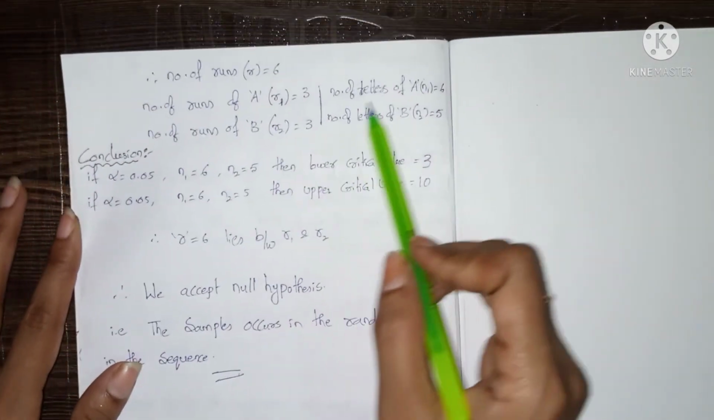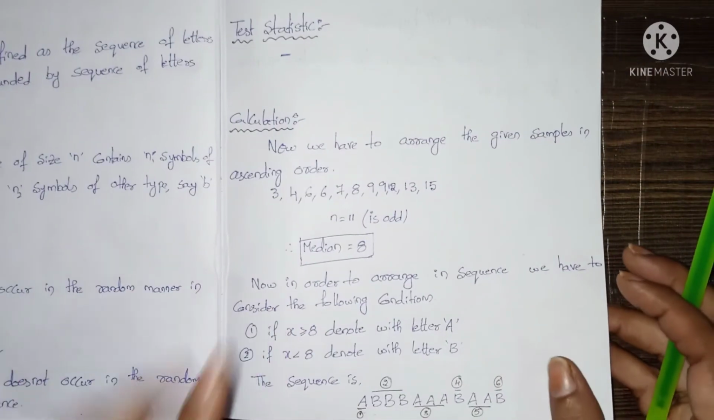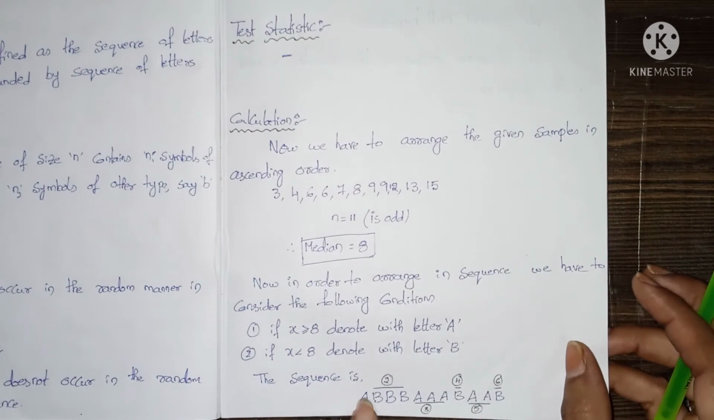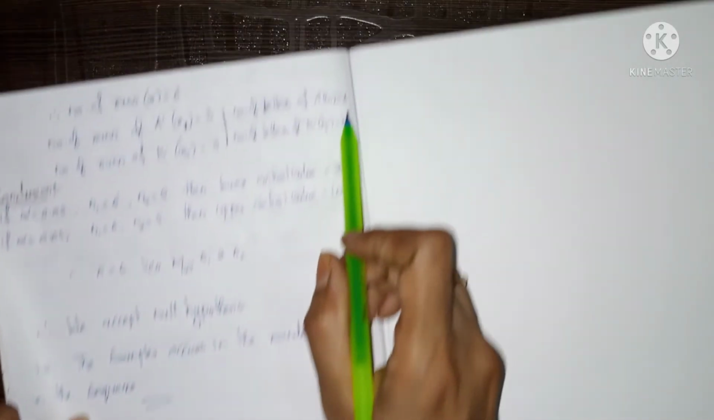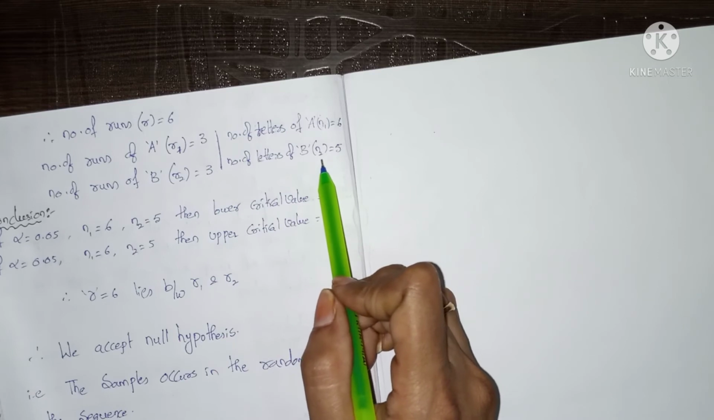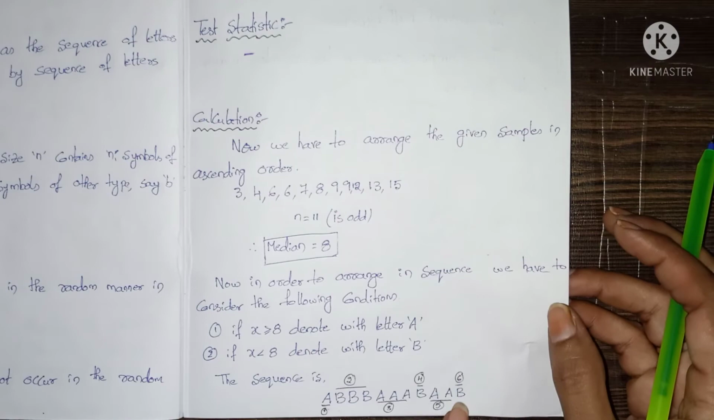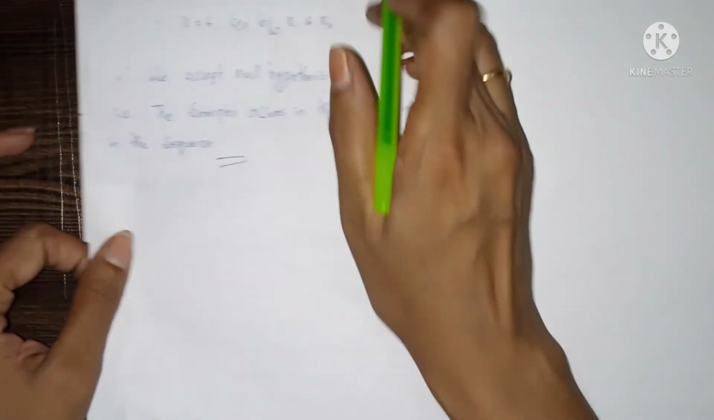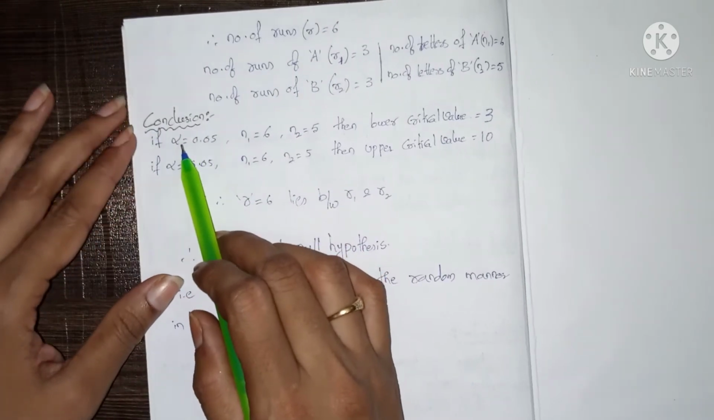Okay. So now we have to see the number of letters of A. N1 equals the number of letters; we have to see the letters, not the runs. Letters of A kind: 1, 2, 3, 4, 5, 6. So 6. Okay. Now we have to see the B letters. This is denoted with N2. B letters are 1, 2, 3, 4, 5. Okay. So N2 is 5. Now the conclusion.